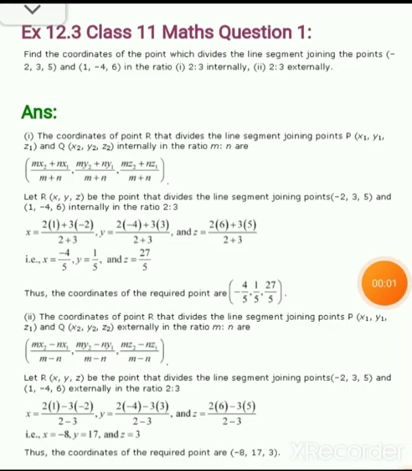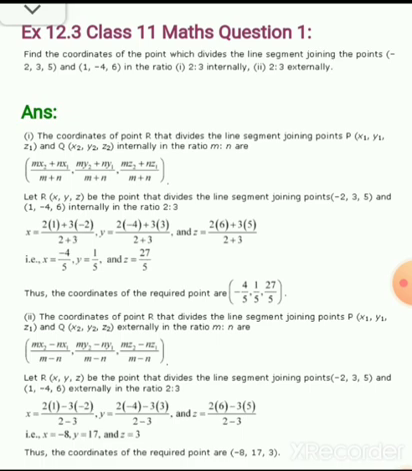Hello students, next exercise questions 12.3. First question is find the coordinates of the point which divides the line segment joining the points (-2, 3, 5) and (1, -4, 6) in the ratio 2:3 internally and 2:3 externally.